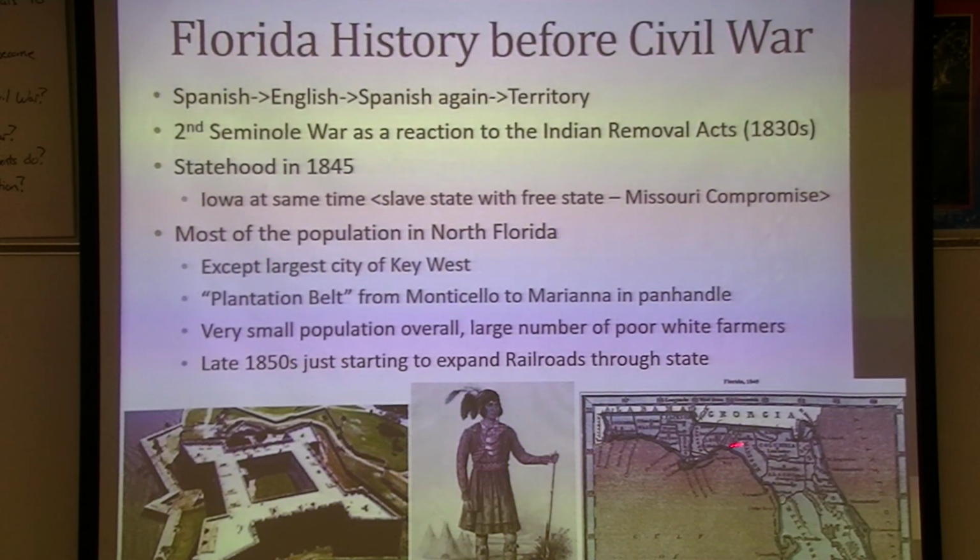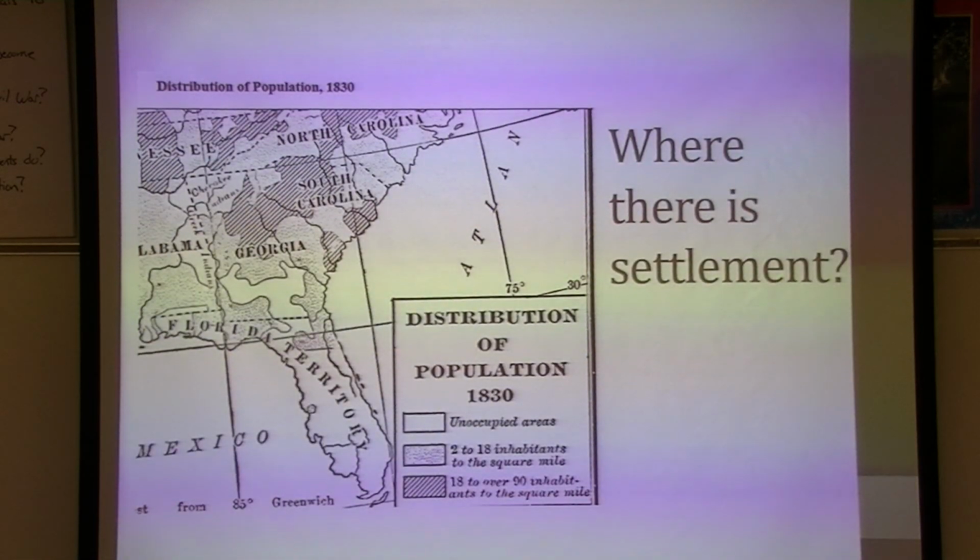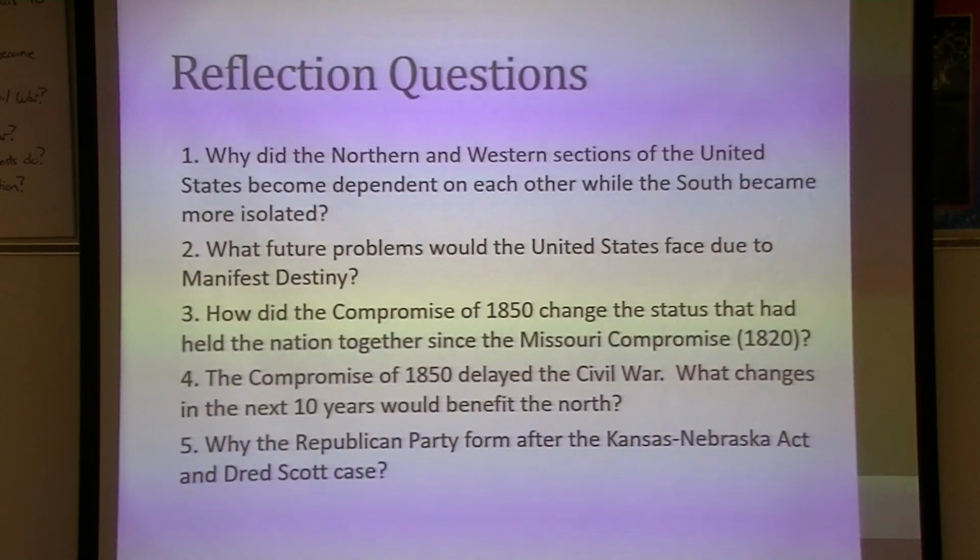So there was a little area in what's called the Plantation Belt from Monticello to Marianna, but the biggest city was Key West, which was isolated from the rest of the state. There were not many railroads till the very end of the 1850s. Florida was definitely behind most of the South when it came to that. Here's kind of showing, if you see where it says where the settlement is, you notice that there are not people living in the south part of Florida. A little bit around Tampa Bay, you can have the Plantation Belt, the area for Jacksonville, and this will kind of go over to Lake City in that area.